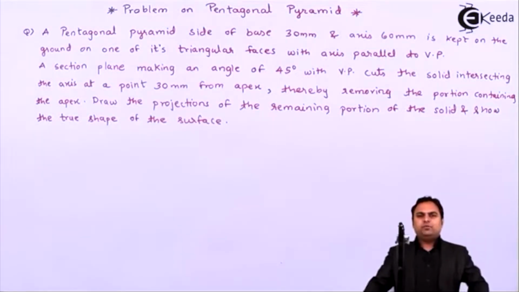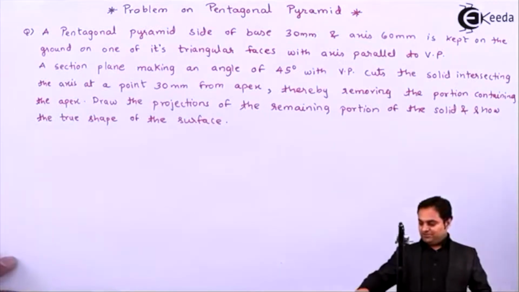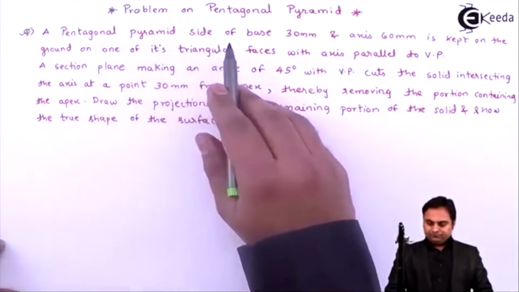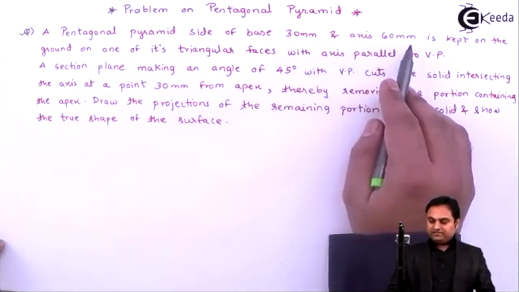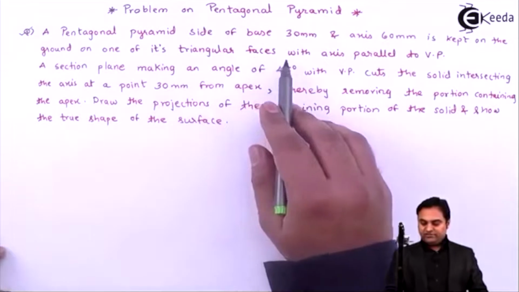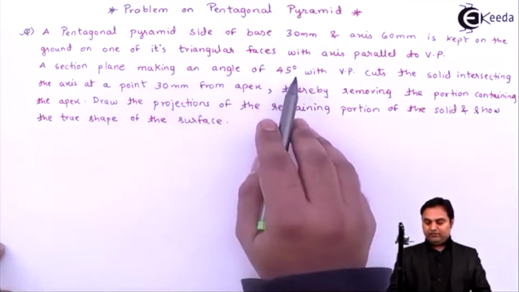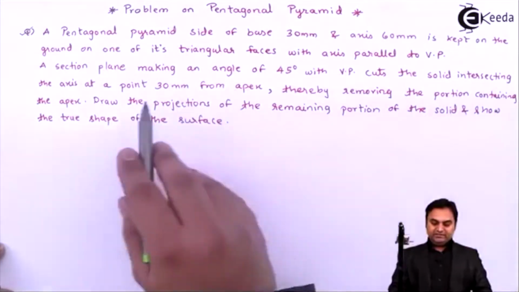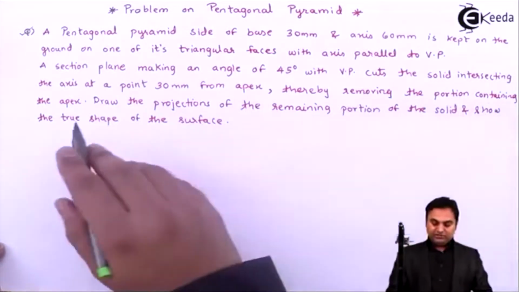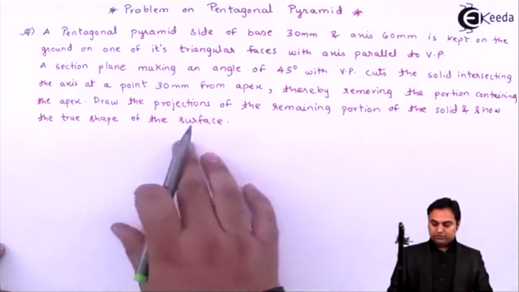Here in this video, we will see a problem on a pentagonal pyramid which has to be cut by a section plane. Here is the question. A pentagonal pyramid, side of base 30 mm and axis 60 mm, is kept on the ground, that is on HP, on one of its triangular faces with axis parallel to VP. A section plane making an angle of 45 degrees with VP cuts the solid, intersecting the axis at a point 30 mm from the apex, thereby removing the portion containing the apex. Draw the projections of the remaining portion of the solid and show the true shape of the surface.